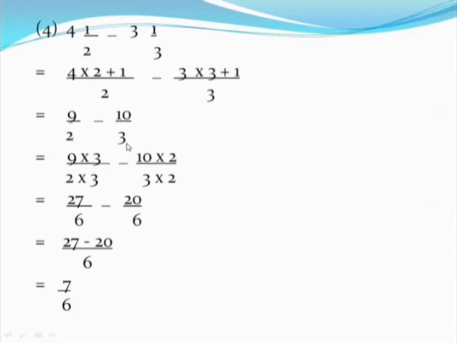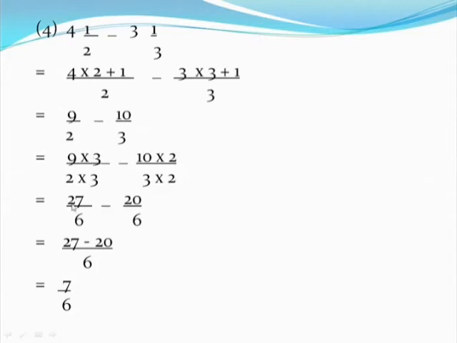Here 2 and 3 are co-primes. So we will cross multiply. That is, multiply 9 with 3 and 2 with 10. Here the denominators also you will multiply with each other. Therefore, in other words, to make the denominators equal, multiply the denominator of the second with the numerator and denominator of the first, minus multiply the denominator of the first with the numerator and denominator of the second.